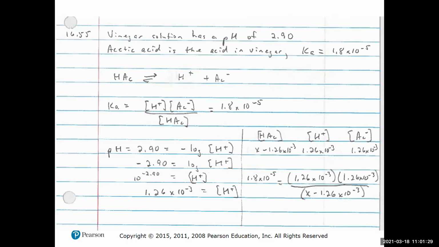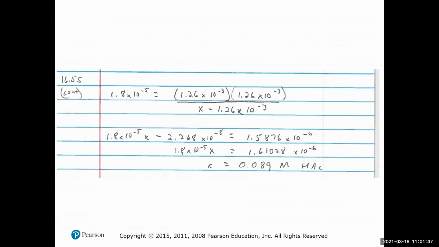So I go ahead and plug everything into my equilibrium expression. I get 1.26 times 10 to the minus 3 times 1.26 times 10 to the minus 3 divided by x minus 1.26 times 10 to the minus 3. So now all I need to do is solve for x. I can go ahead and start doing the algebra, and then it rearranges to this next expression, and then on down the line, and I can solve for x and get 0.089.